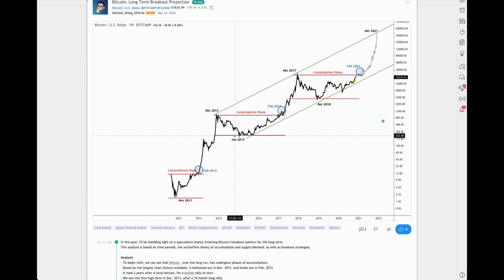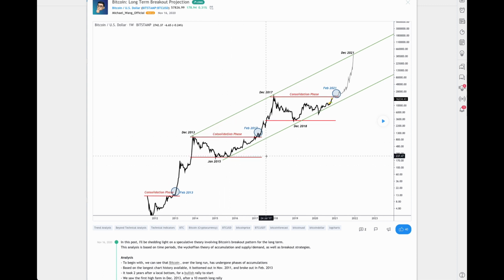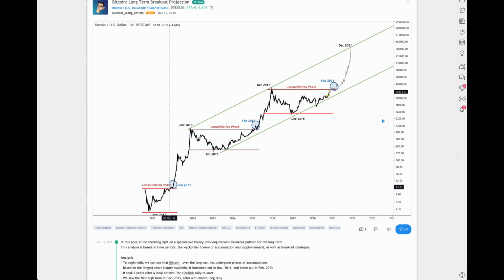So it formed the new low in January 2015, and then prices broke out of the consolidation phase again in February 2017, rallying upwards until December of the same year. And then, of course, we had another consolidation phase, and I was expecting a breakout at around February of 2021 because of how prices broke out historically in February in 2013 and in 2017 as well. So I was expecting a breakout around that time in February and seeing it rally towards a new all-time high level until December of the same year.